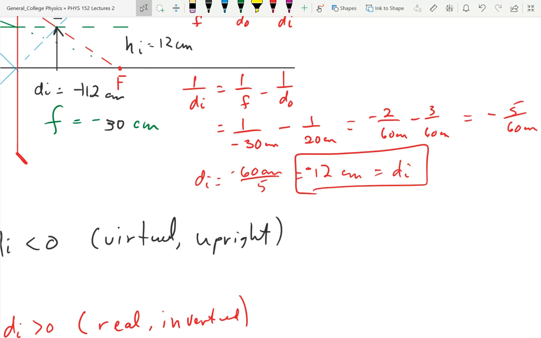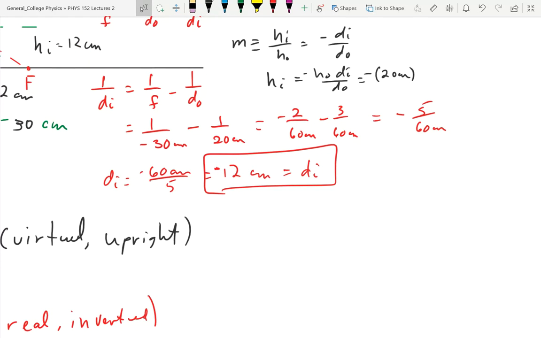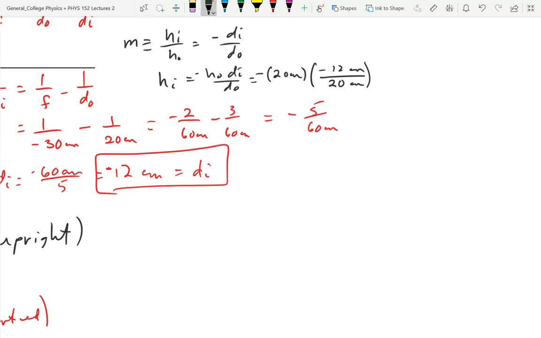And then for the height, we know that magnification is defined as height of the image over height of the object, but it's also equal to minus distance image over distance object. So height of image is height object times minus distance image over distance object, equals 20 centimeters, don't forget the minus sign, times the distance image, which was minus 12 centimeters, over the distance object of 20 centimeters. That turned out very convenient. And that is what I measured.